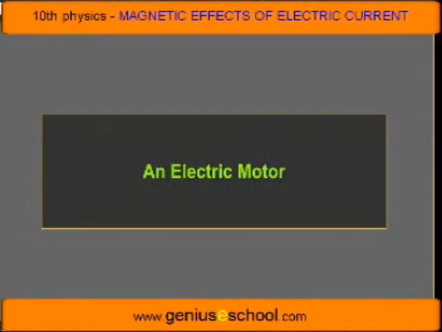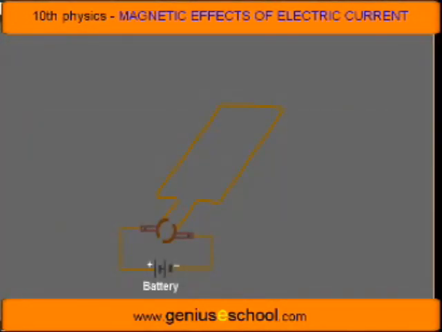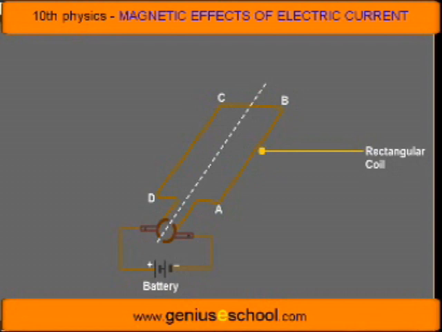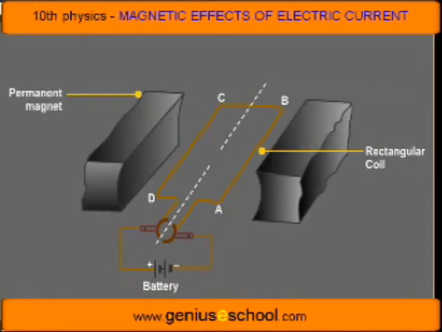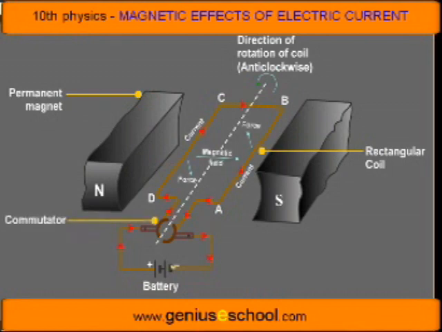Electric motor. An electric motor consists of a rectangular coil ABCD of insulated copper wire which is mounted between the curved poles of a horseshoe type permanent magnet M in such a way that it can rotate freely between the poles north and south on a shaft. The sides AB and CD of the coil are kept perpendicular to the direction of magnetic field between the poles of the magnet.